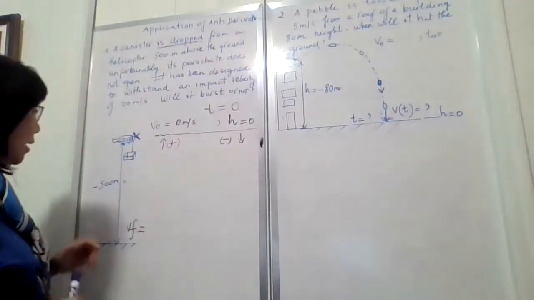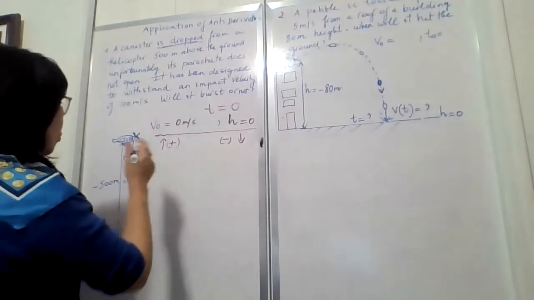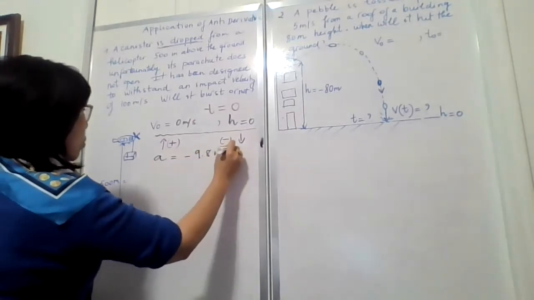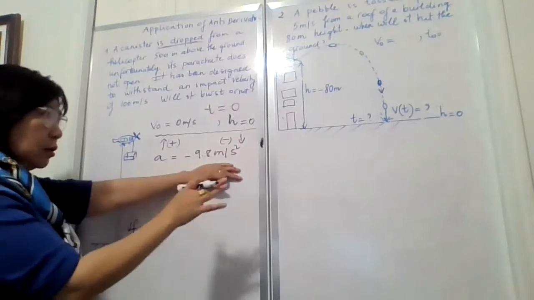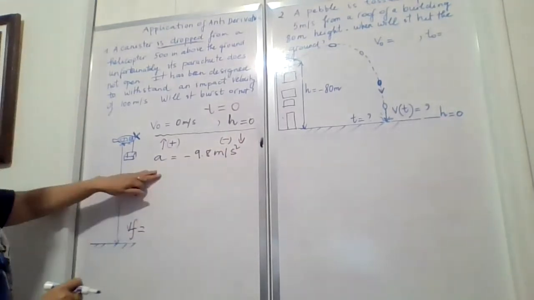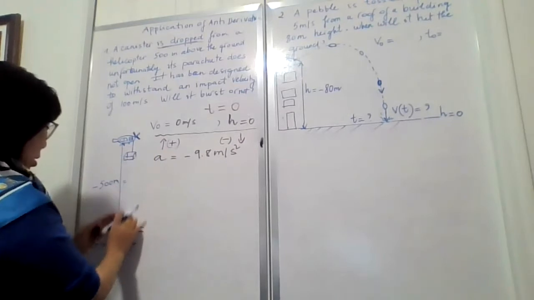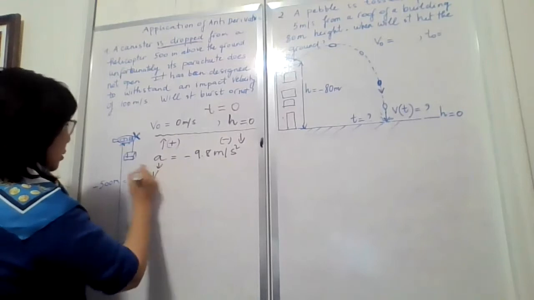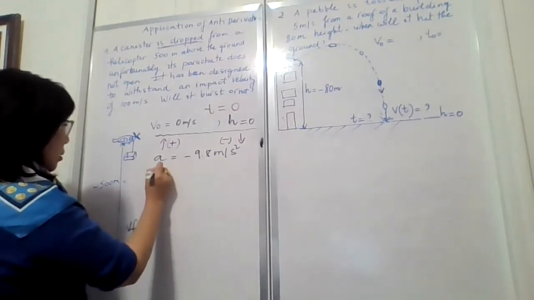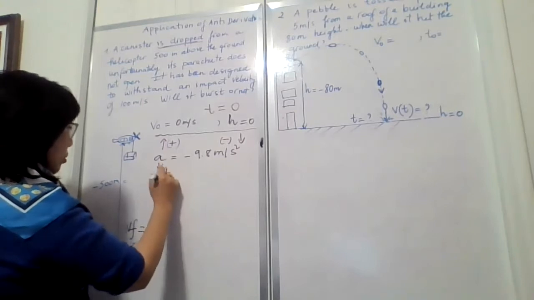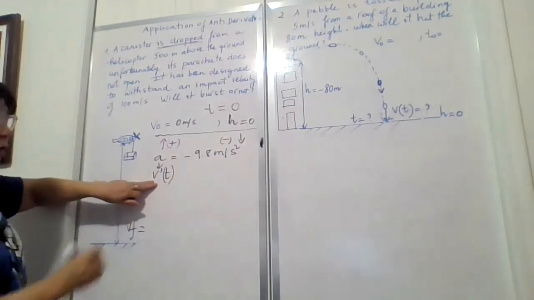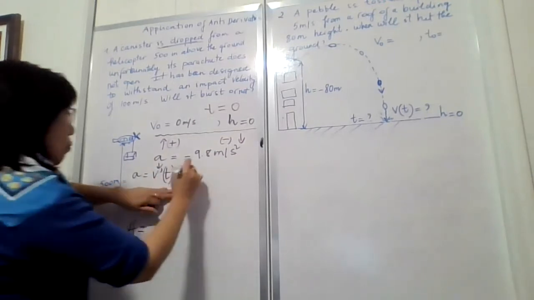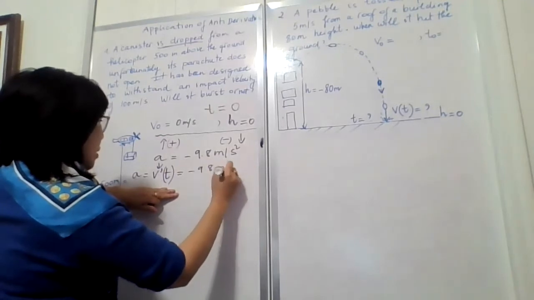Okay, so how do we figure it out? We know that the acceleration towards the Earth is minus 9.8 meters per second squared. This holds for all objects. But what is the acceleration of this object when it falls down? The acceleration is actually the rate of change of the velocity of this object, which is v prime. So this a here equals v'(t), and it equals minus 9.8 meters per second squared.